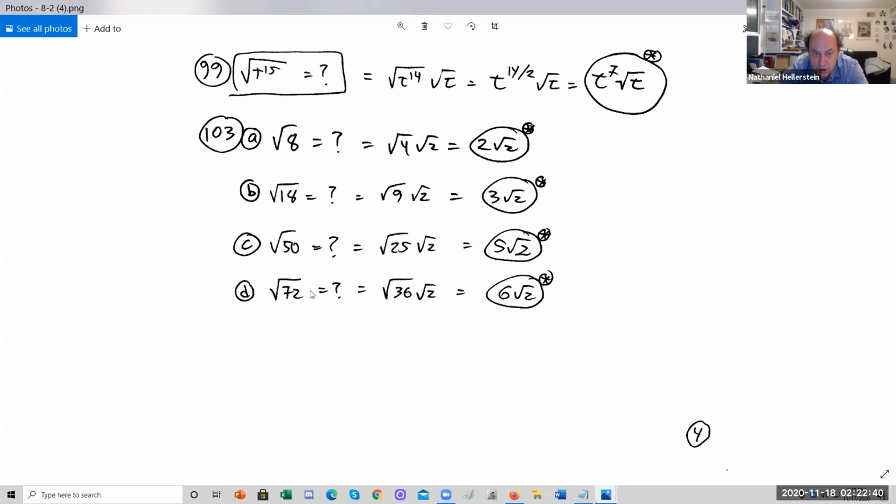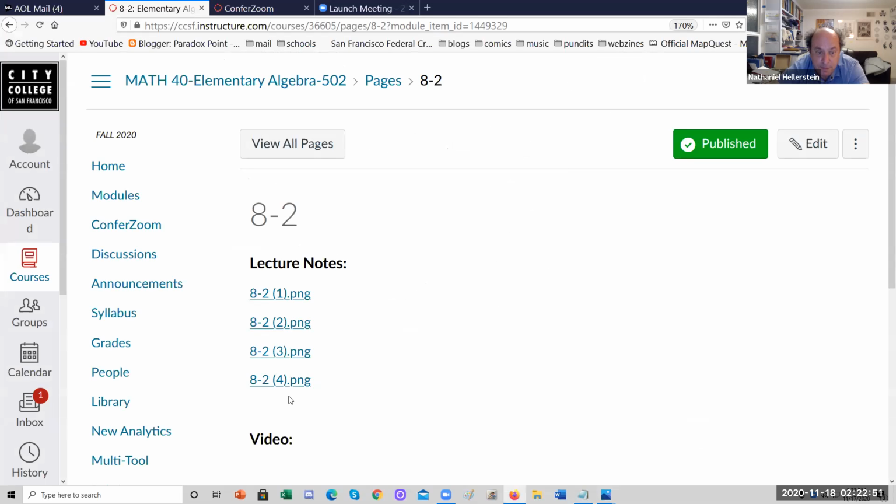Here's the square root of 72. The largest square factor of 72 is 36. So root 36 root 2. This is a 6, and so you get 6 root 2. Okay, that's it for this section.